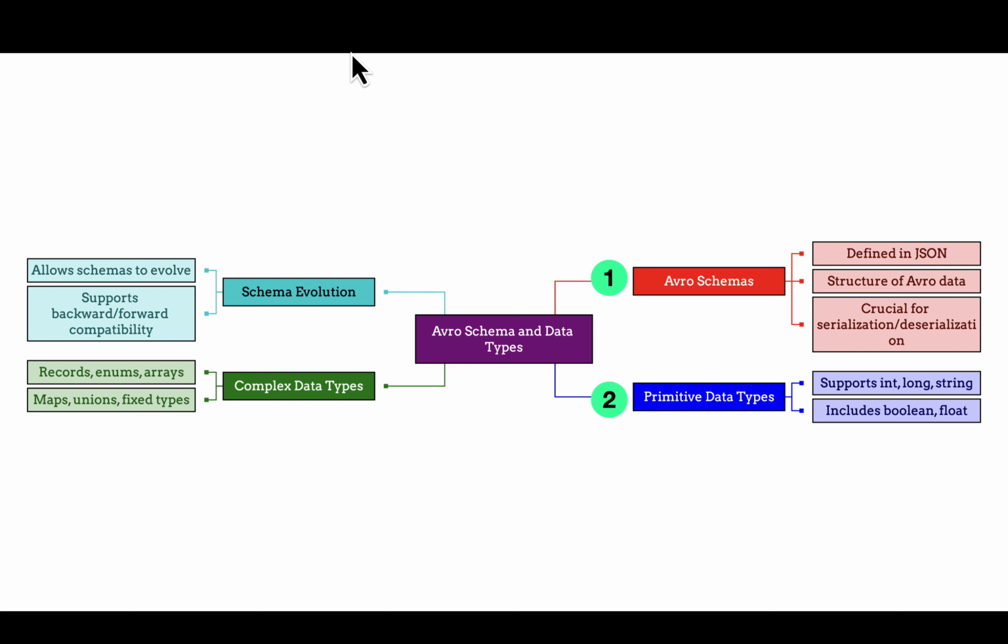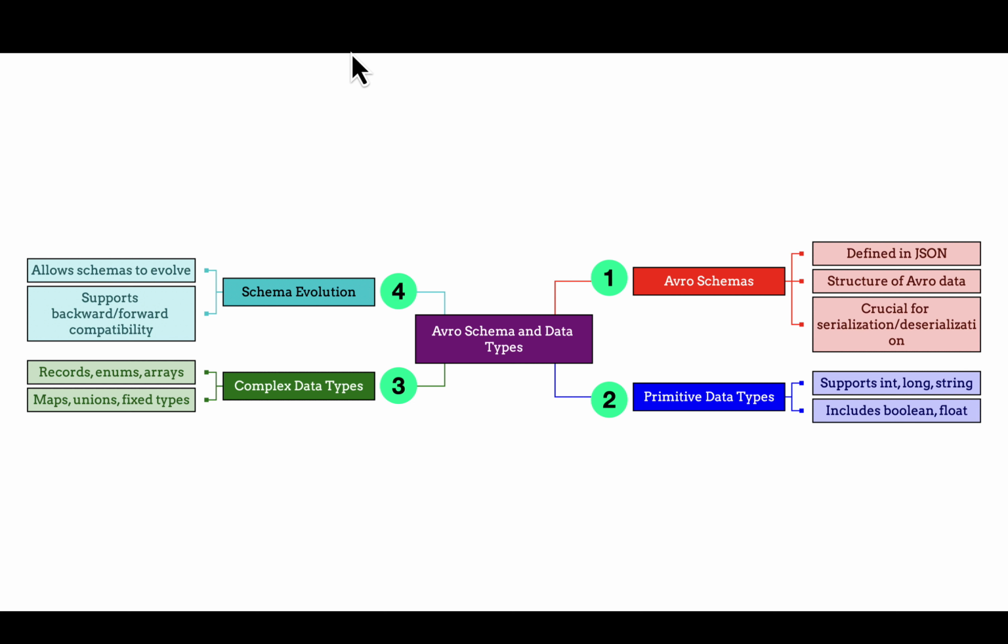2. Primitive data types. Avro supports several primitive types such as int, long, string, boolean, and float for basic data representation. 3. Complex data types. It also supports complex types like records, similar to classes in OOP, enums, arrays, maps, unions, and fixed types for representing more complex data structures.